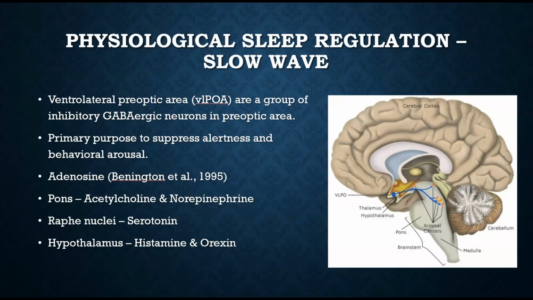But what actually happens when we are asleep? And this will be taking primarily a close look into slow wave sleep. So the ventrolateral preoptic area, or the VLPOA, are a group of inhibitory GABAergic neurons in the preoptic area. If you recall that GABA is a neurotransmitter that is almost a universal inhibitor, just as glutamate is universally used for exciting. And the primary purpose of these collective neurons is to suppress alertness and behavioral arousal.